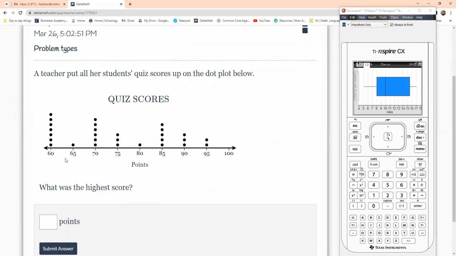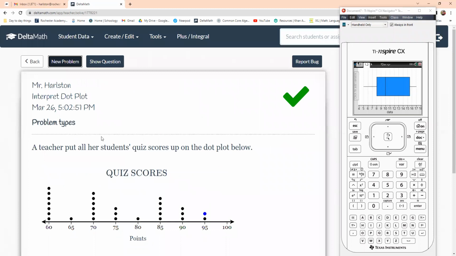It says, what's the highest score? So what's the highest number of points? Well, we have 2 students that have 95. So that would be the highest. 95 is the highest score. We got 2 students that got that.